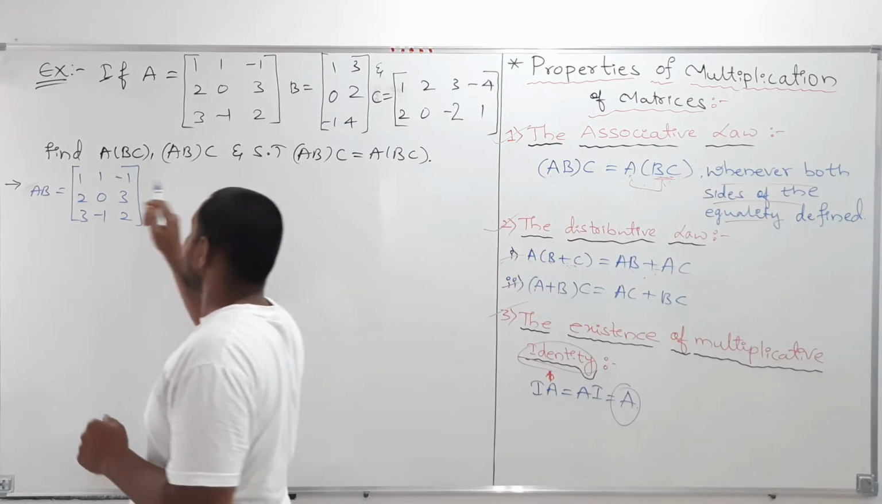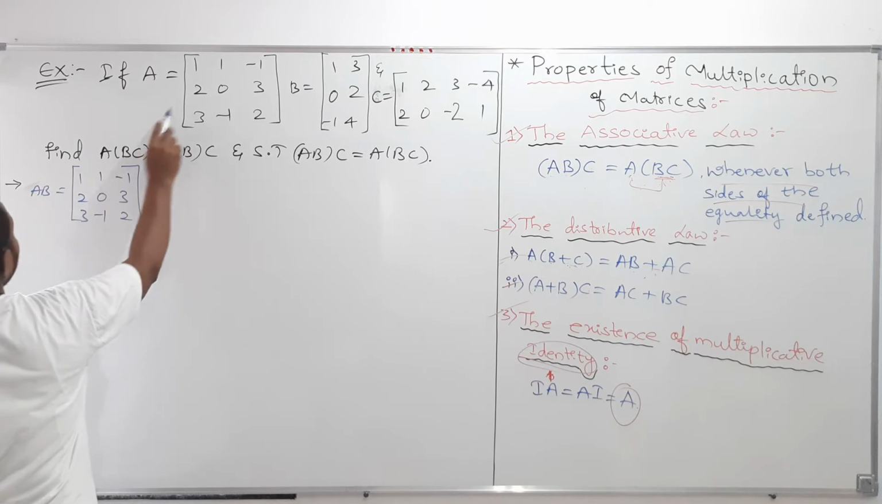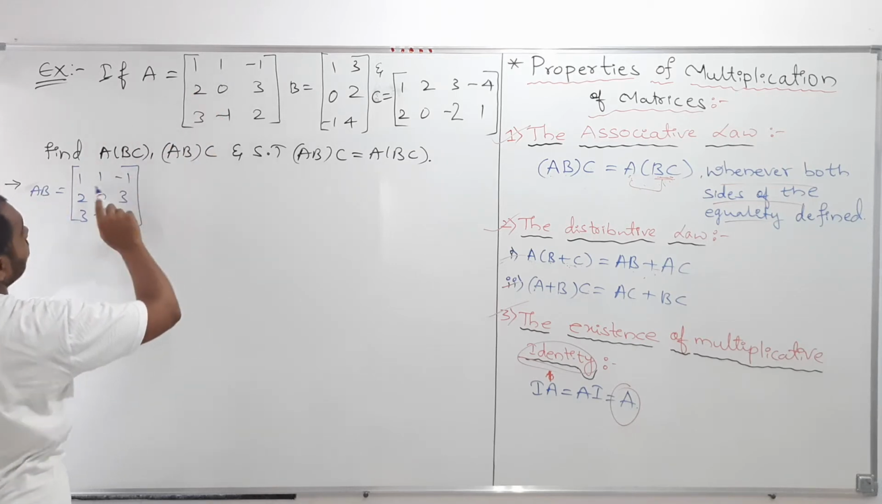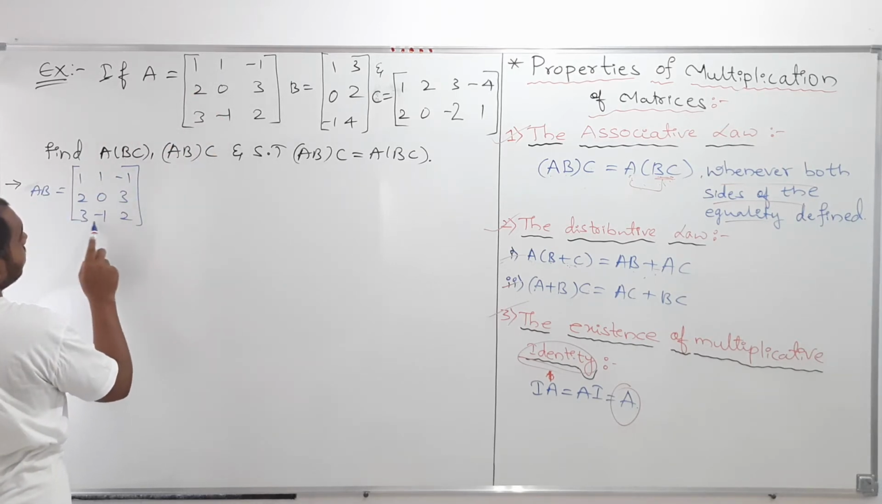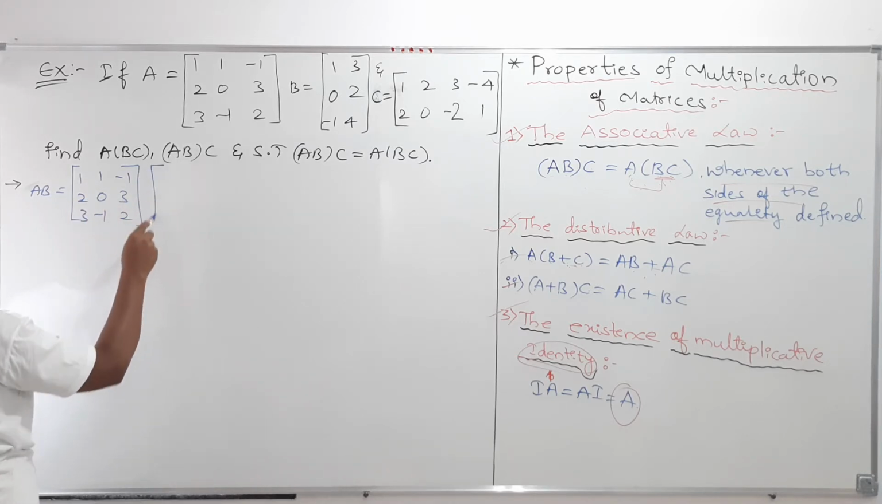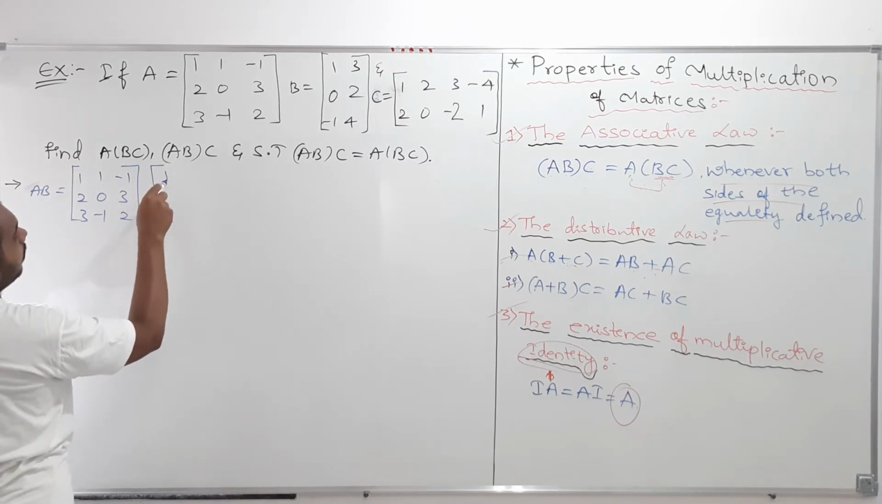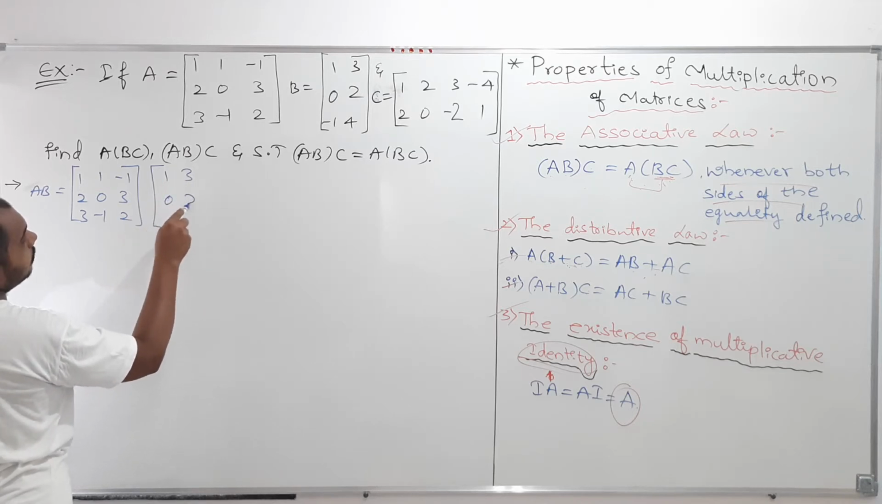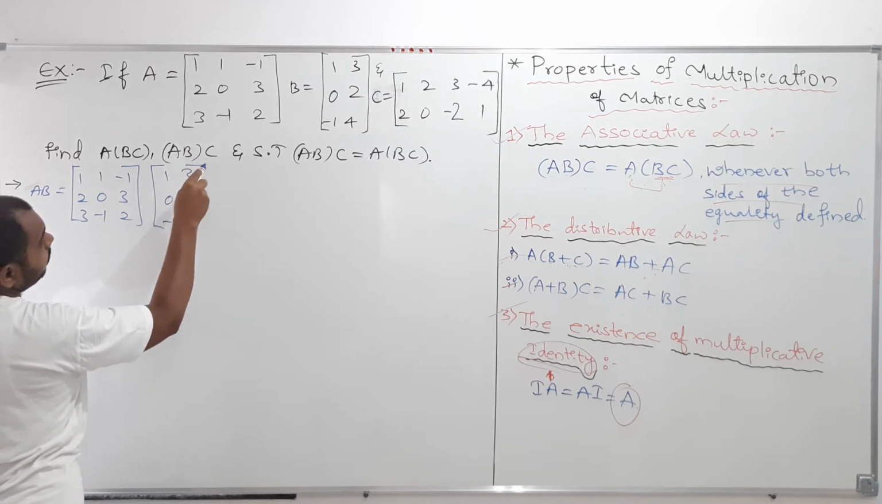So next, I will find the AB value. What is A? The matrix A is 1, 1, 0, minus 1, 2, 0, 3, 3 minus 1, 2. This is A. And next, my dear students, B. What is B? 1, 3, 0, 2, minus 1, 4.